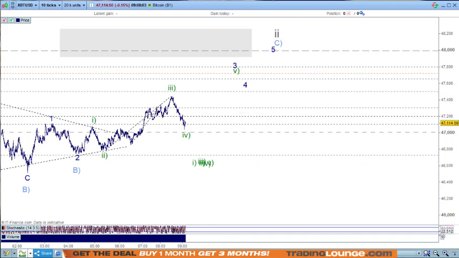What we'd be looking for would be wave 3. So we can bring that down a bit further now because that's not going to occur up there. And then wave 4 here, and then wave 5. So that's what we'd be looking for to the upside if that count is correct.